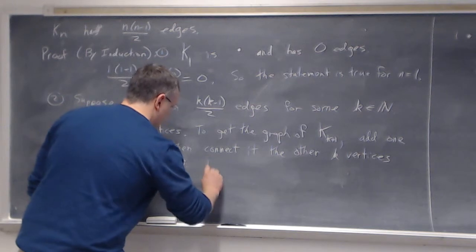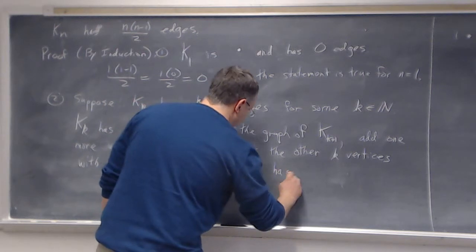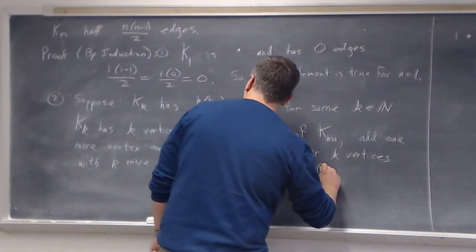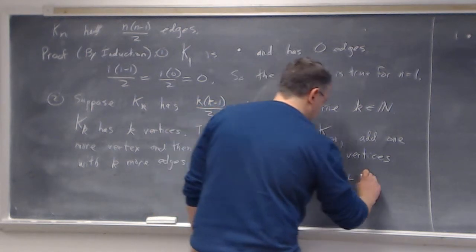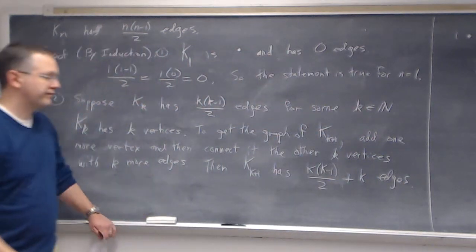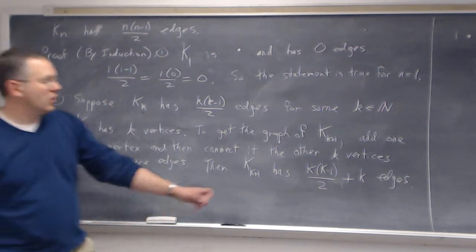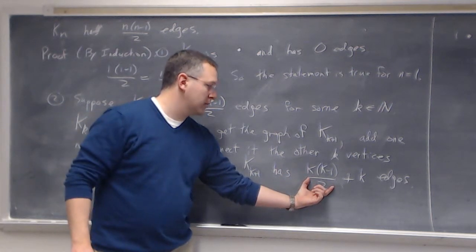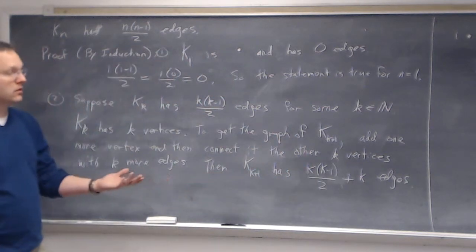So then K sub k plus 1 has k times k minus 1 over 2 plus k edges. And that should equal what we want. We just have to get it in the right form. So to get this graph, I take the edges of K sub k and add one more vertex, and that's going to force me to add k more edges.